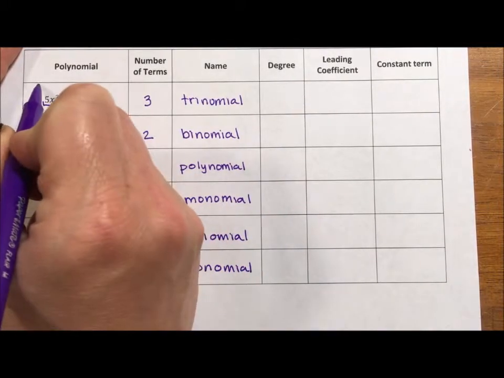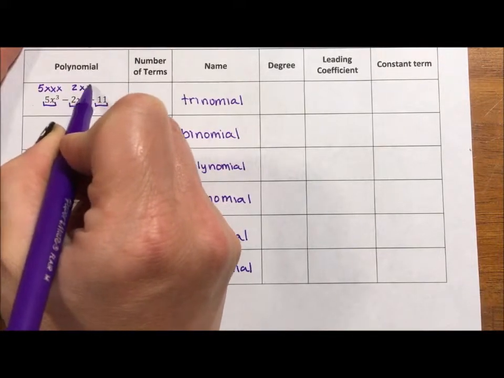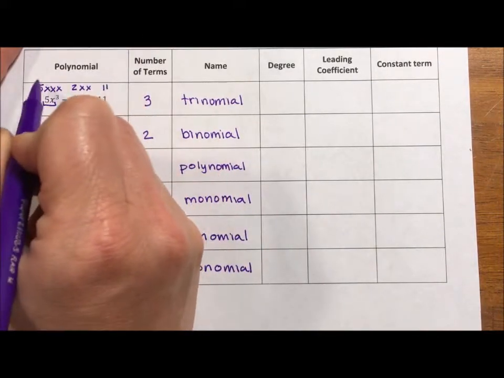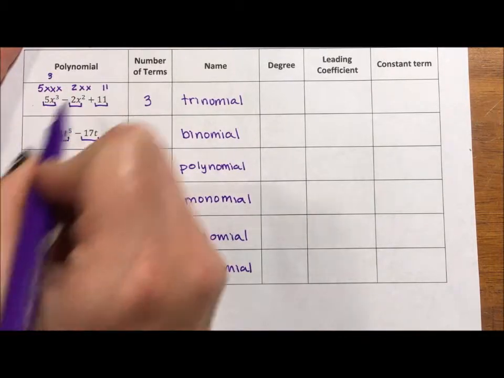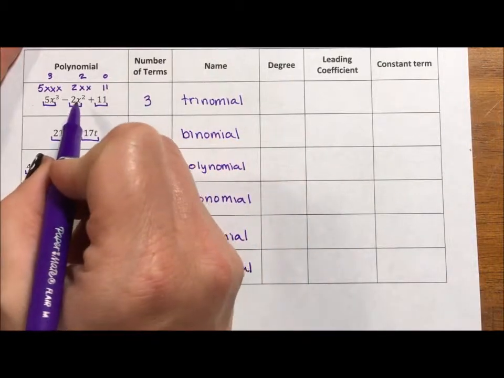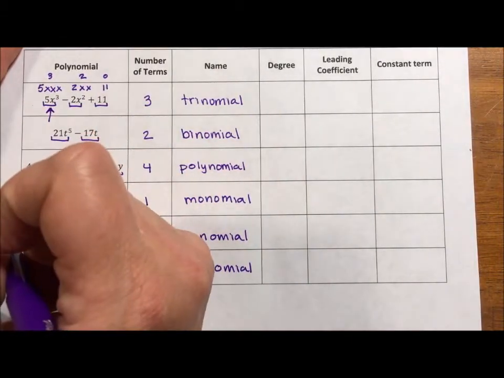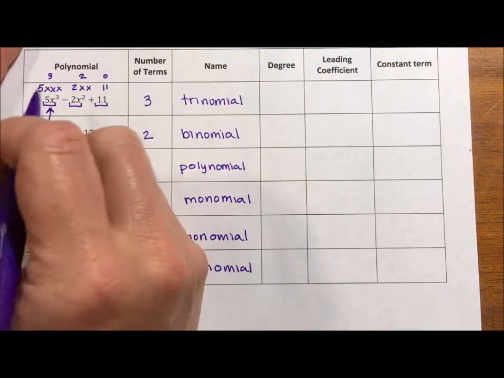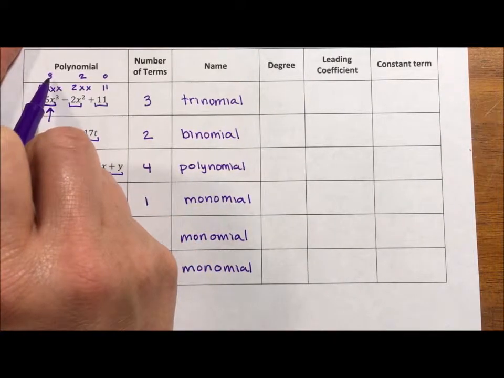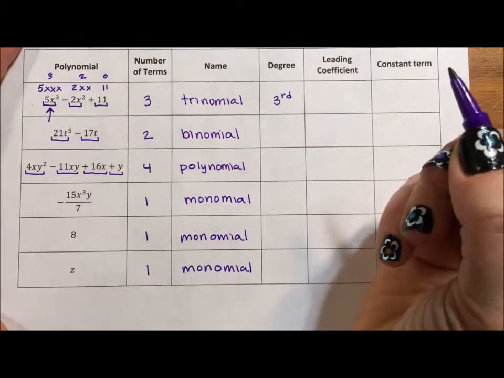So this first term is really 5xxx, and this is really 2xx, and this is 11. This term has 3 unknowns, this term has 2 unknowns, and this one has 0. The degree of the polynomial isn't adding it up, it's the term that defines the overall look of the polynomial, the biggest unknown. So this is a 3rd degree polynomial.